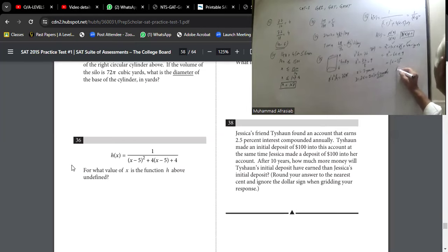So it is not defined when x minus 3 is equal to 0, or x is equal to 3. So at x is equal to 3, it is undefined.